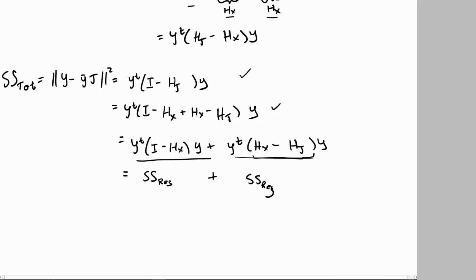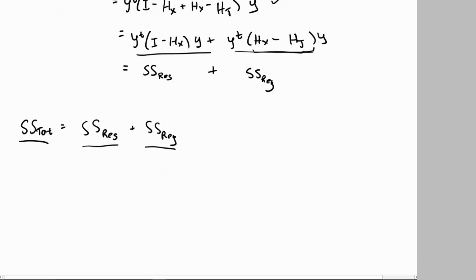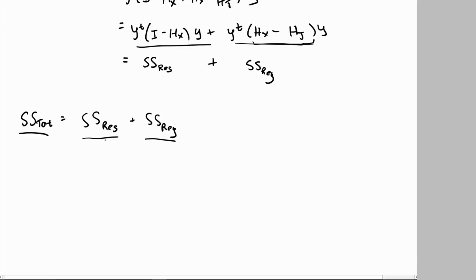Okay, and so here it comes to the broader point. So the SS total, the total variation, decomposes into the residual variation and the regression variation. So my total variability in my response gets decomposed into the variability explained by my regression model and the remaining variability left unexplained by my regression model. All of these are positive because they're all sums of squares.